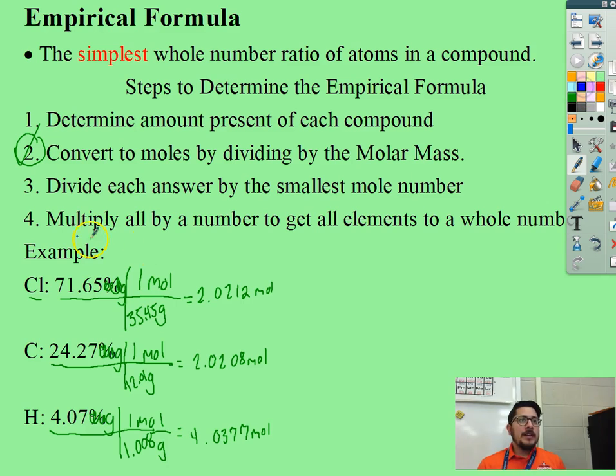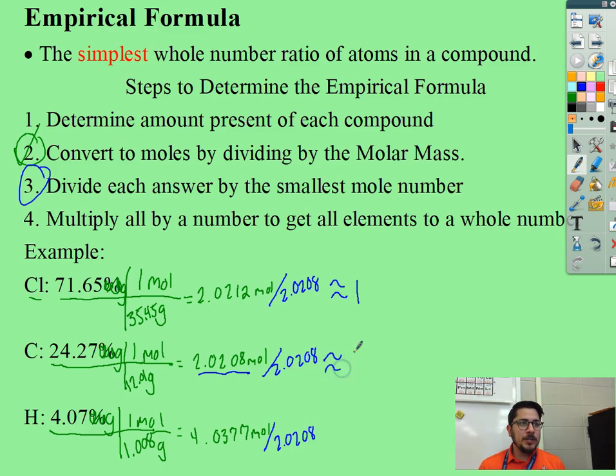All right, step 3 now. Step 3, we're going to divide each of the answers by the smallest number of moles. So looking at this one is the smallest one of them all. So I'm going to divide each of them by that number, 2.0208. And then here's where I'll round. Don't round too much, but round enough to get either a whole number or a half a number. For example, if I plug this into the calculator, I get about 1. This is also about 1. And this is about 2.